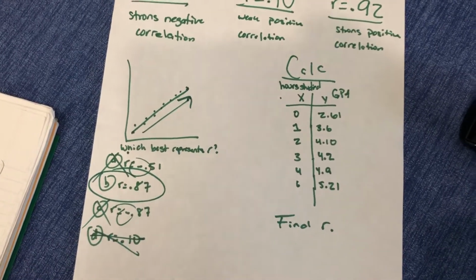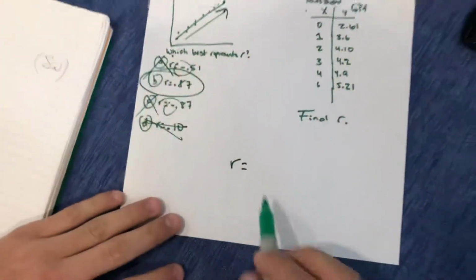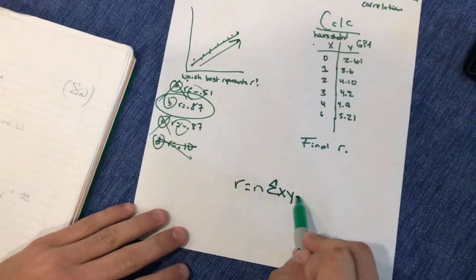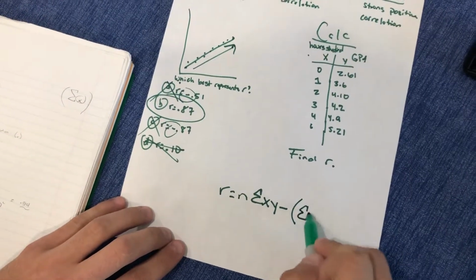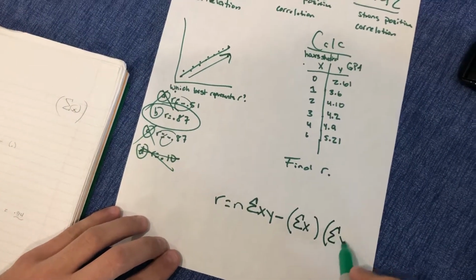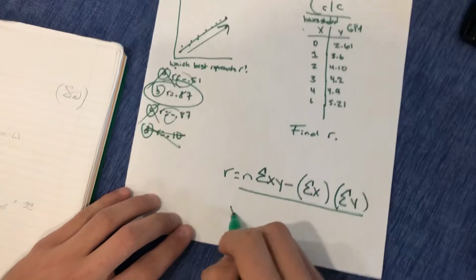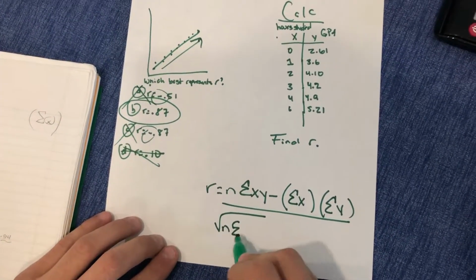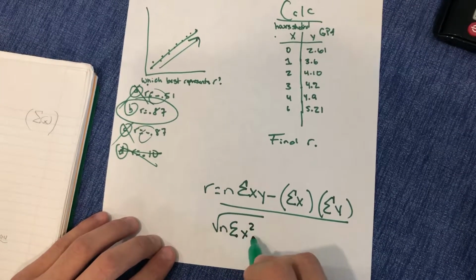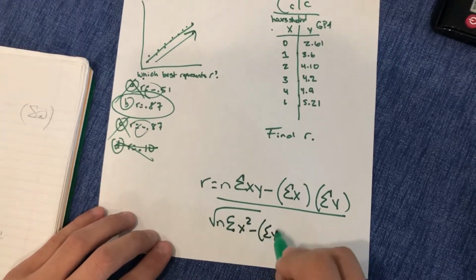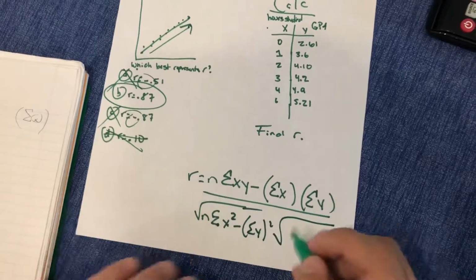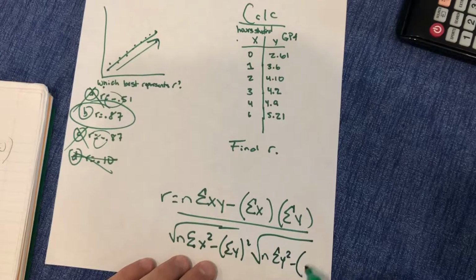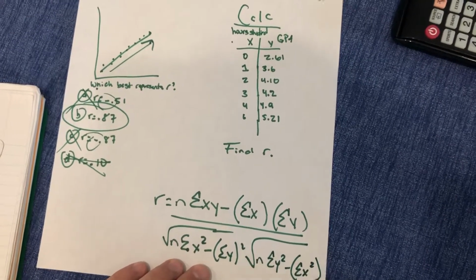So there's an equation for R. R equals N times the sum of X times Y minus the sum of X times the sum of Y, all over the square root of N times the sum of X squared minus the sum of X, squared, times the square root of N times the sum of Y squared minus the sum of Y, squared.